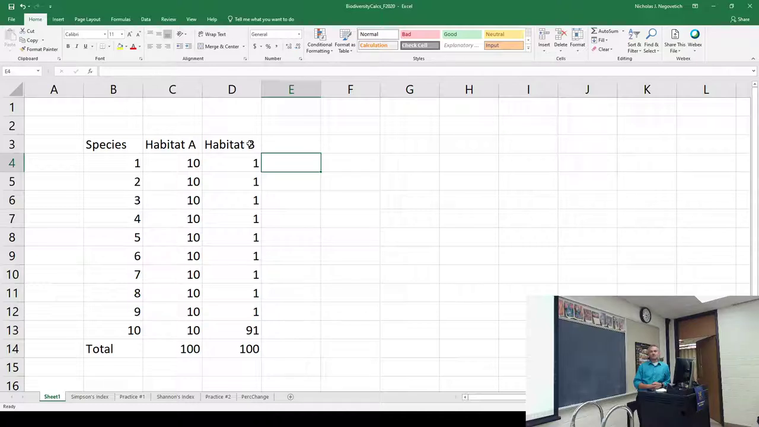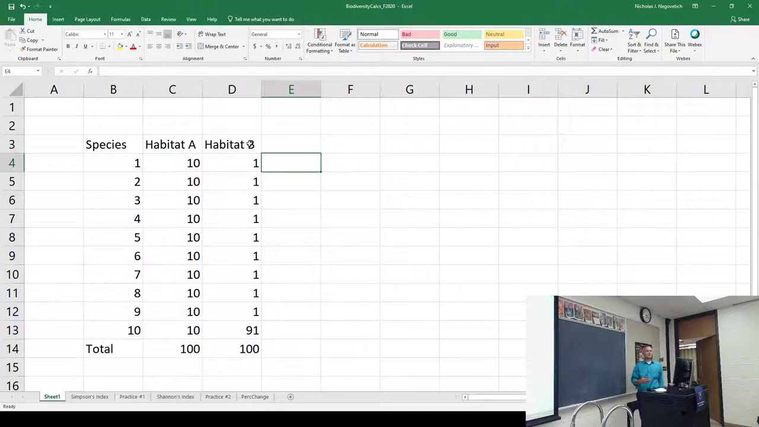In species richness. But if you go out and look at these habitats, would you consider them to be similar? No. Not at all. Why? What does habitat B look like? Just one species dominates, and then occasionally you'll find a different species scattered here and there, right? What about habitat A? Pretty spread out evenly. Okay, so species are evenly distributed.